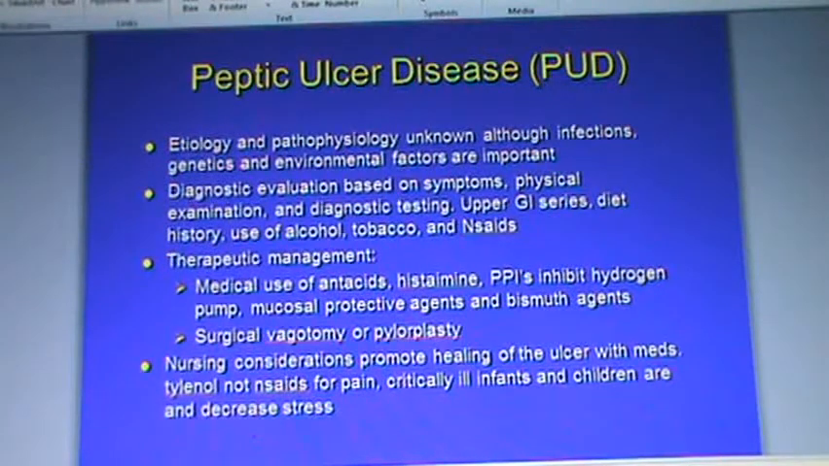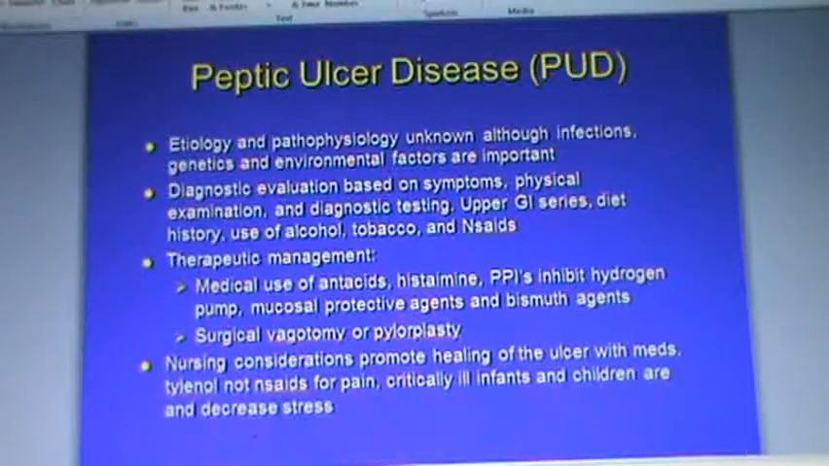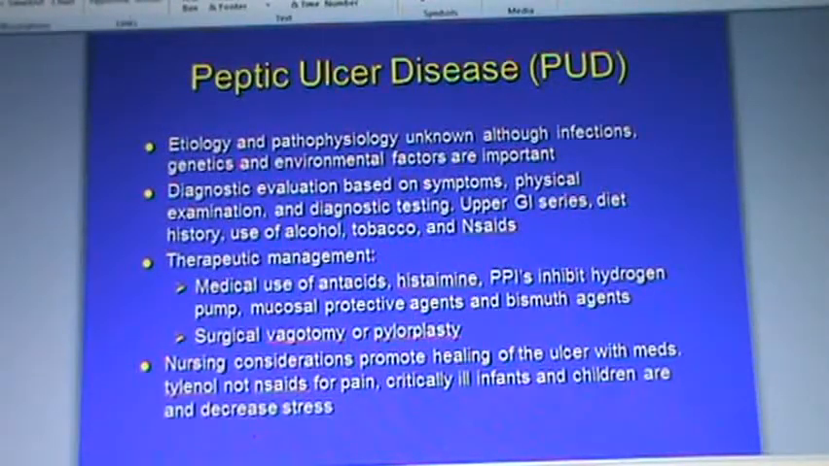Peptic ulcer disease. Etiology and physiology unknown, although infections, genetics, and environmental factors are important. Diagnostic evaluation is based on symptoms, physical examination, diagnostic tests, upper GI series, diet history, use of alcohol, tobacco, and NSAIDs. Therapeutic management. Medical use of antacids, histamine blockers, PPIs inhibit hydrogen pump, mucosal protection agents, and bismuth agents.